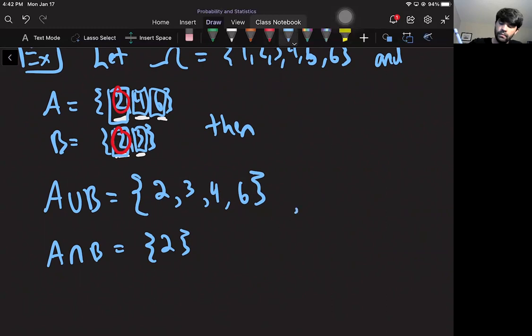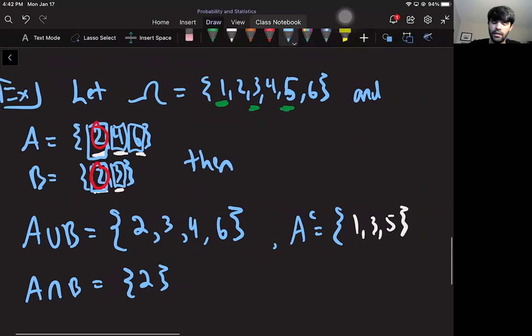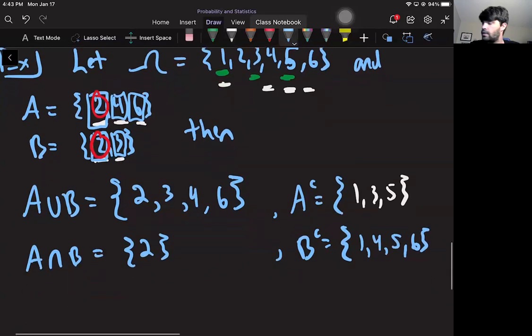What about the complements? So the complement of A, so what's in omega that's not in A, is 1, 3, and 5. So that's going to be the complement of A, because those are what's not in A. And we can also do B complement. So what's in B is 2 and 3. So what's not in B is 1, 4, 5, and 6. So that's what's going to be in B complement. So everything not in B, that's what's in B complement.